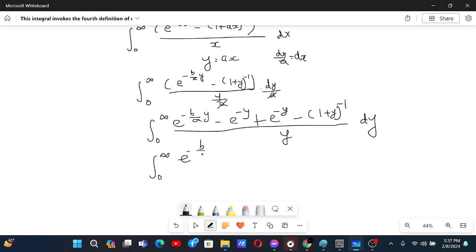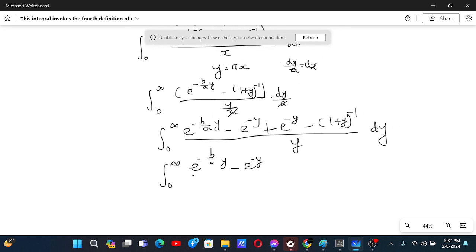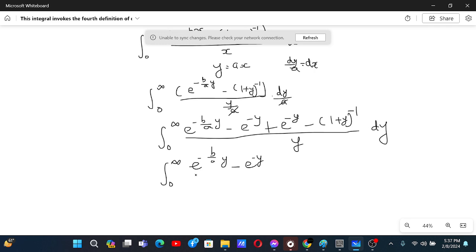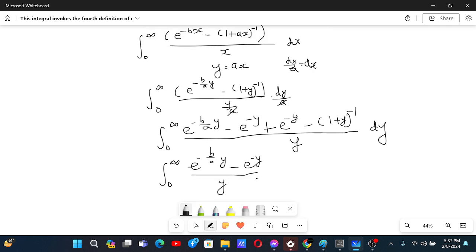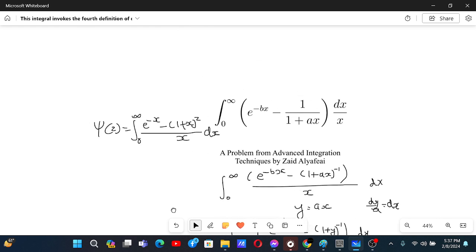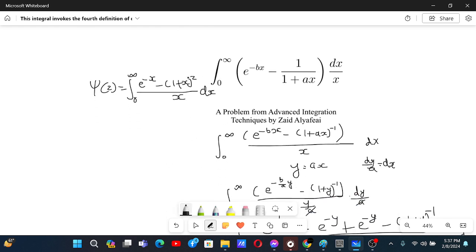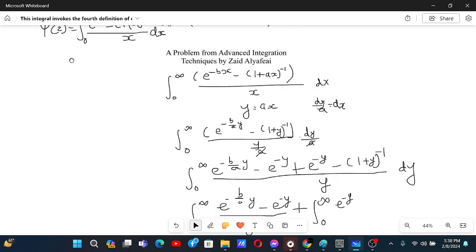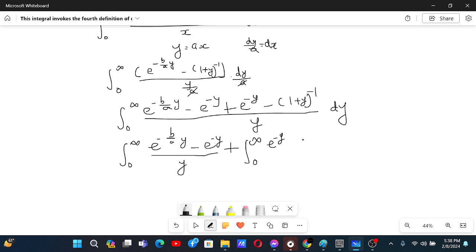So we have the integral of e to the power minus b by a y minus e to the power minus y by y, plus the second one, which we know is the digamma function of this value. When there's minus g, at the time we have g over here, I'm sorry for that. So here it's minus 1, so we have 1 plus y to the power minus 1 by y dy.